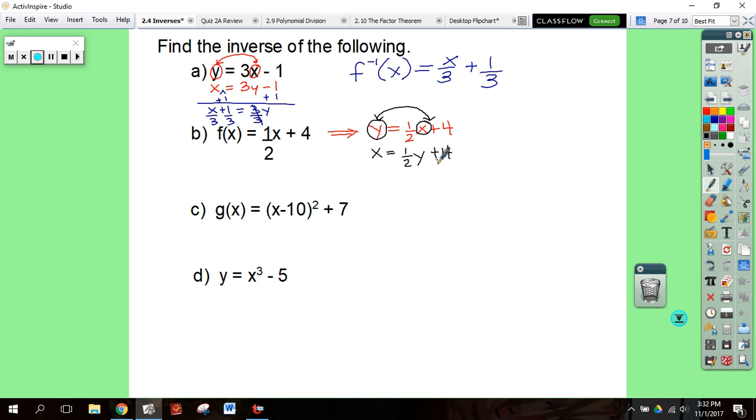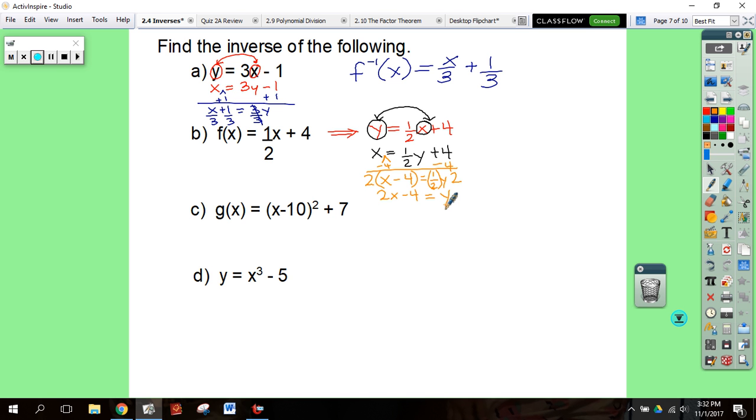So the first thing that we want to do is we need to get rid of this 4 right here. So we are going to undo that by subtracting 4. So x minus 4 is equal to 1/2 y. And then to get rid of a fraction, we multiply by the reciprocal, which the reciprocal of 1/2 is just 2. And in this case, we need to multiply not just the x, but the minus 4 as well. So when we distribute that, you would get 2x minus 8 is equal to y.